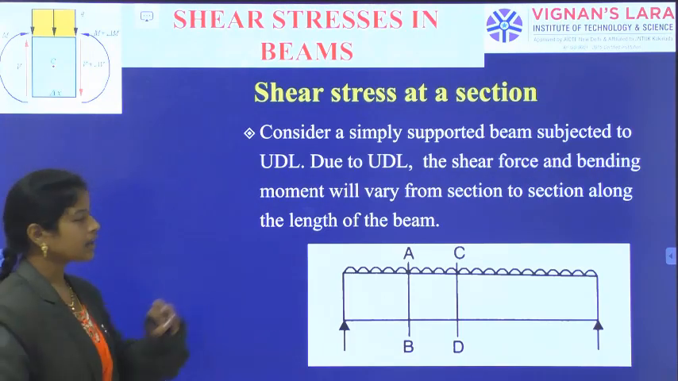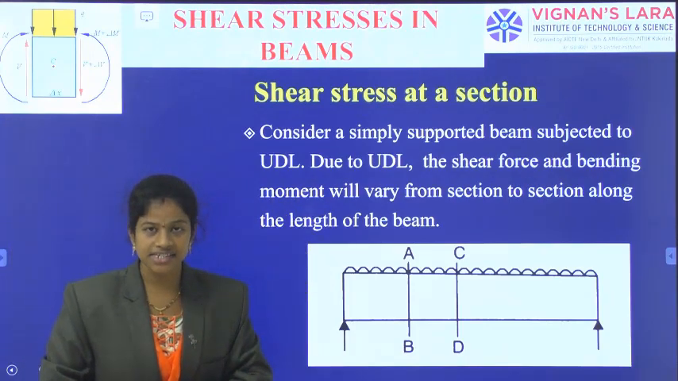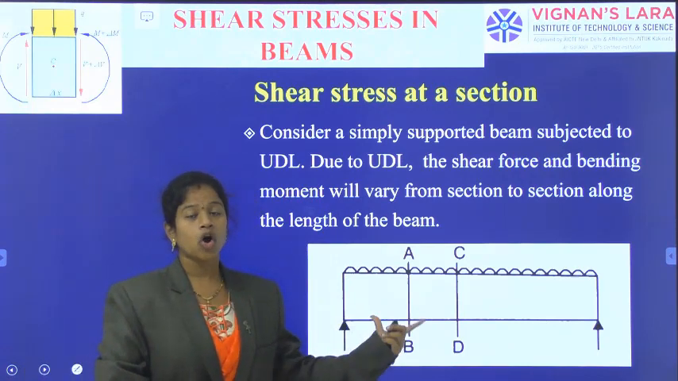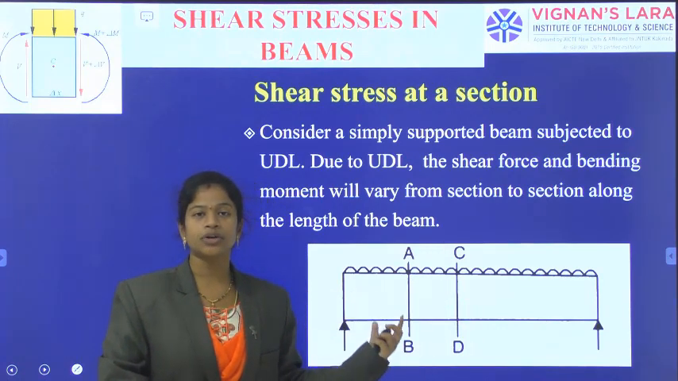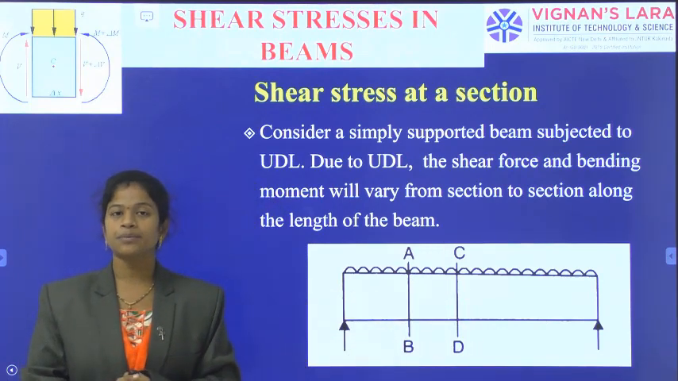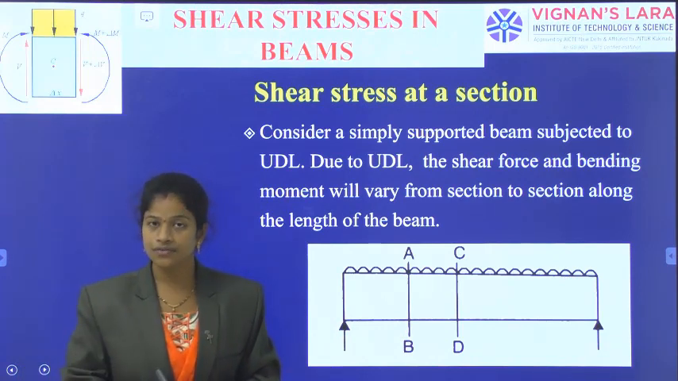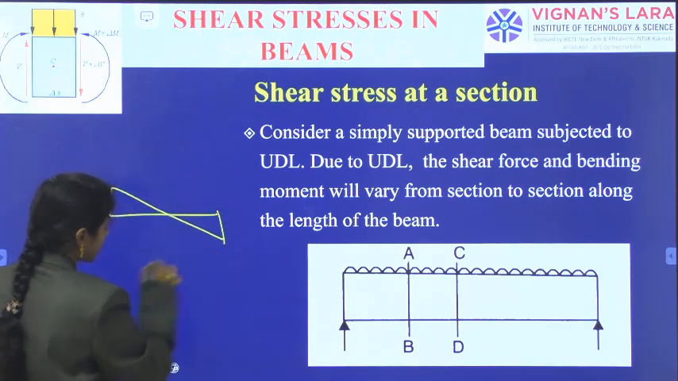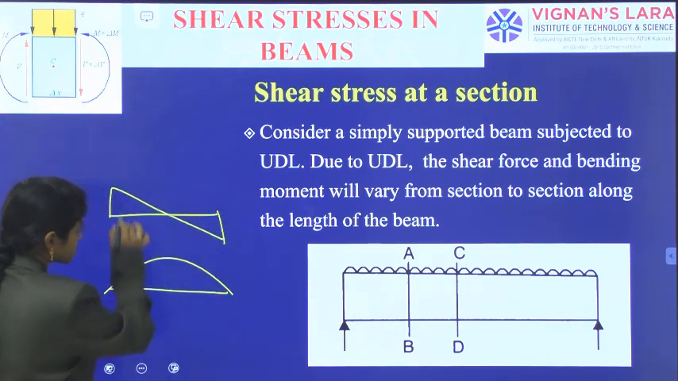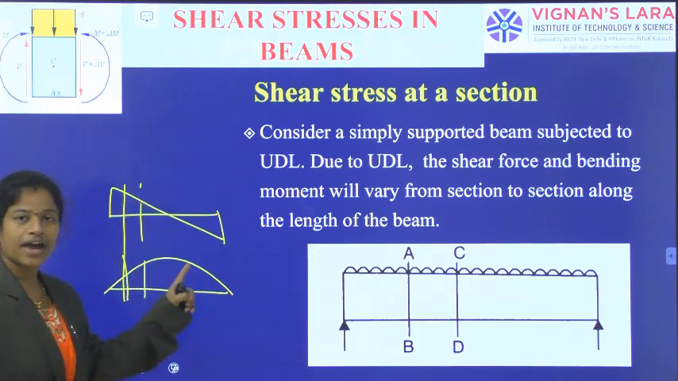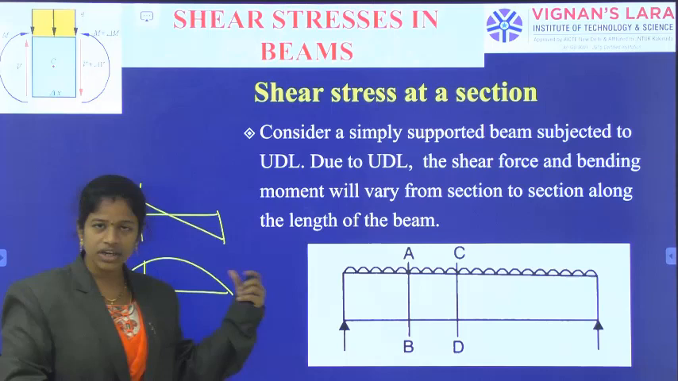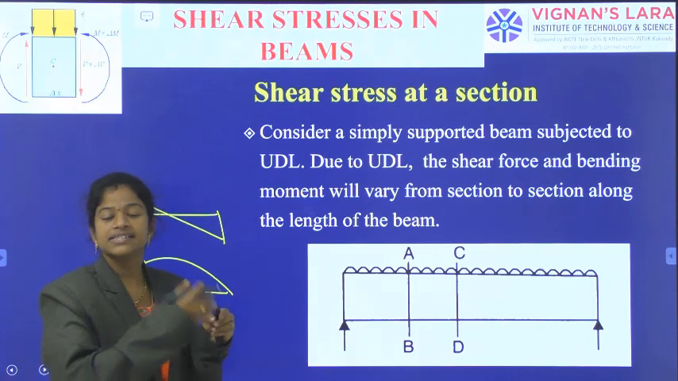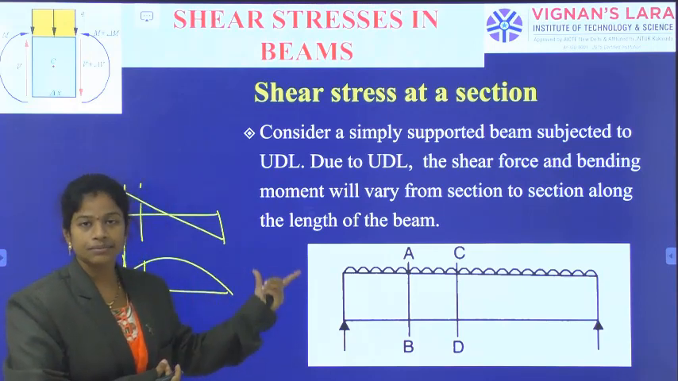For the calculation of shear stress at a section, we have taken an example: a simply supported beam with UDL over the entire length. Why have we taken this example? Because a simply supported beam with UDL generates a shear force diagram and bending moment diagram where the shear force value and bending moment value change from point to point. So it is one example we can use for calculating variations. Point to point shear force is varying, and section to section bending moment is also varying.